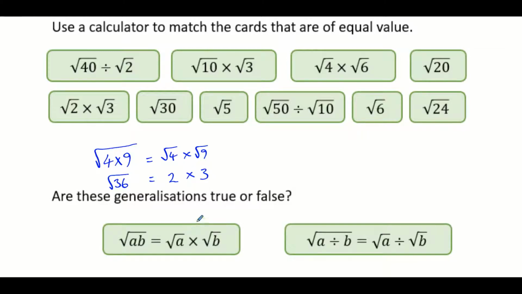That one is true. You'd get the same thing with dividing if we took this time A to be 36 and B to be 9 again, then the square root of 36 divided by 9 on the left is the square root of 4, and on the right we'd have the square root of 36 divided by the square root of 9, which is 6 divided by 3, and the square root of 4 is 2, which is indeed 6 divided by 3, so that is true.